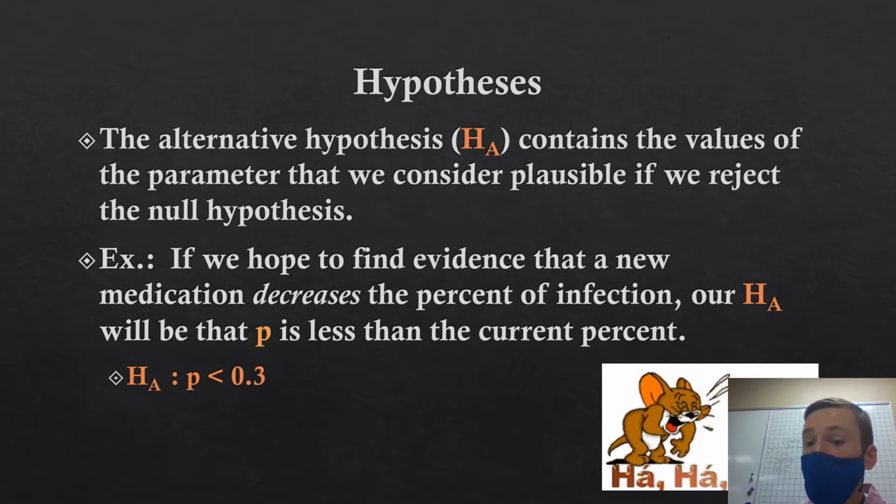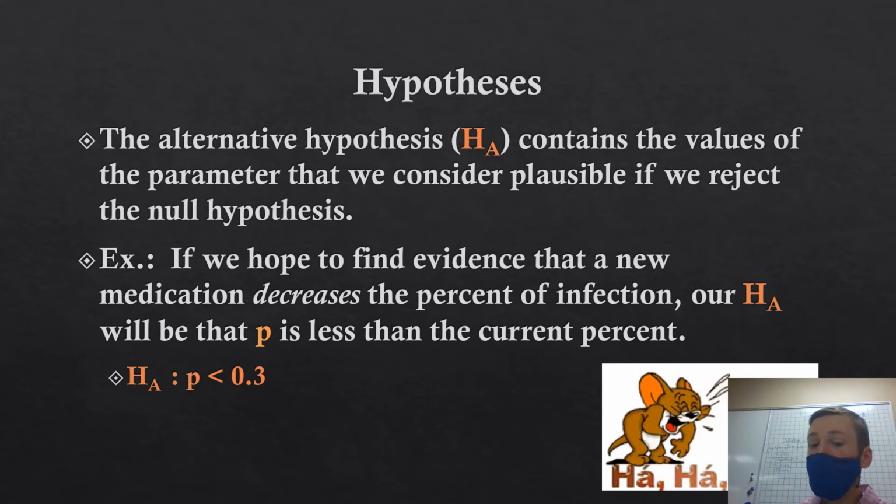Then we have what's called the alternate or alternative hypothesis, and that's what we denote with H sub A, the A standing for alternative hypothesis. And this is where we outline what our parameter values could be if our null hypothesis is not true, okay? So for example, if we hope to find evidence that a new medication decreases the percentage of infection, then our alternate hypothesis is that P is less than that current percent. In other words, we could say our alternate hypothesis would be P less than 0.3, okay?